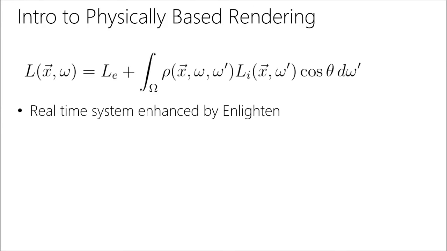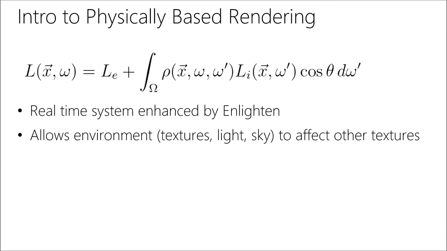So that's a simple formula that helps enable the physically based rendering. Unity 5 has added this real-time system that's enhanced by a system called Enlighten. Yes. And Mark, this allows us to what kind of cool stuff? Oh man, just like it says, allows for environment, textures, light. Just the way deferred lighting, indirect lighting is going to bounce around your scene.